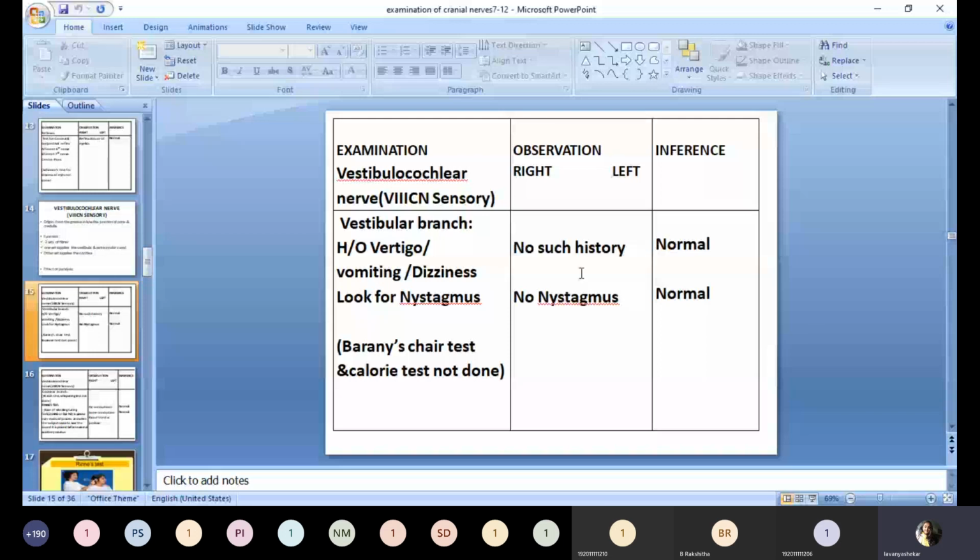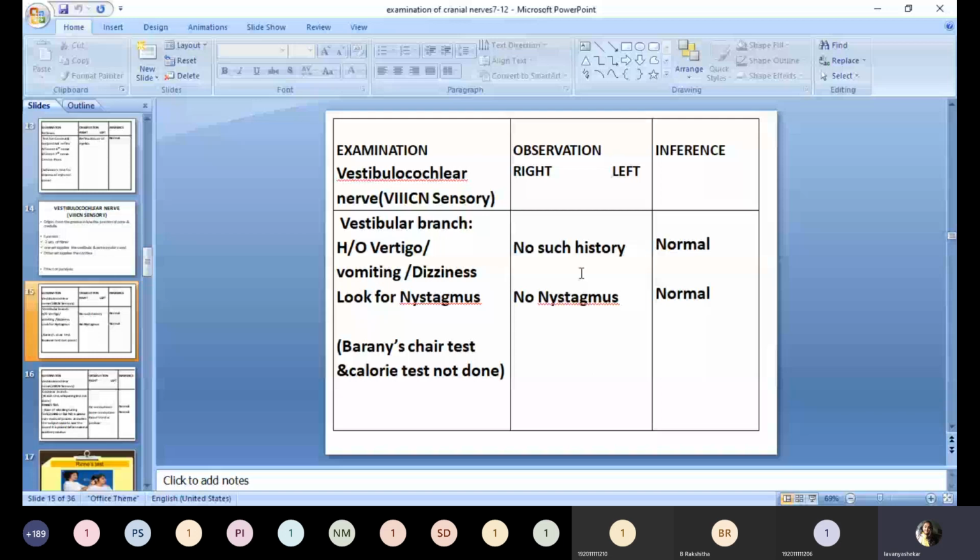Also, there is something called Barany's caloric test, which is not done. So in this test, what happens? We will be introducing water at around 30 degrees centigrade or 44 degrees centigrade into the semicircular canals, that is, into the external auditory meatus. The temperature difference will set up convection currents in the endolymph. Whenever the convection currents in the endolymph are set up, the cupula is set into motion.